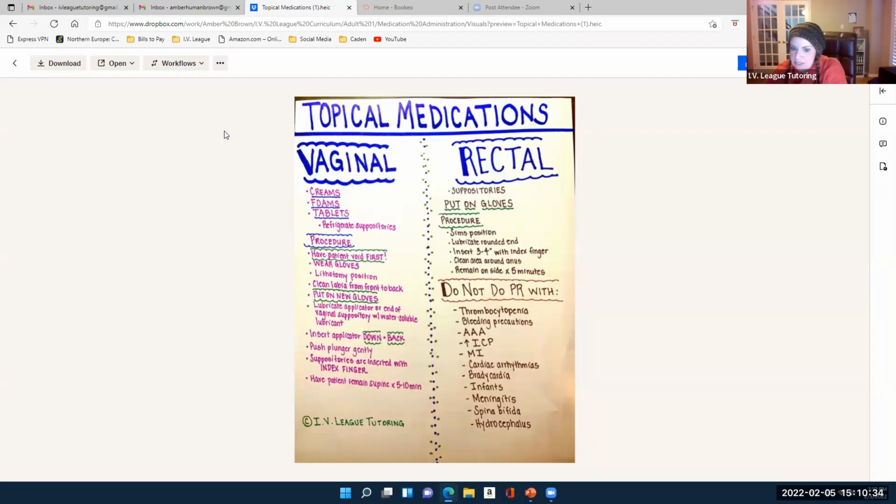Infants, we do not do per rectum usually with infants because their bottoms are so teeny tiny that even if you use your pinky, you can still sometimes rip the outside area. Okay. What about meningitis?